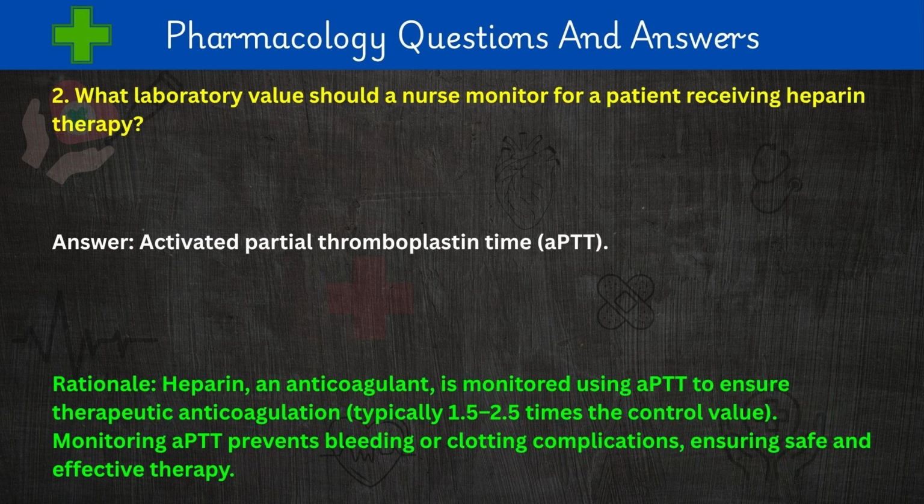2. What laboratory value should a nurse monitor for a patient receiving heparin therapy? Answer. Activated partial thromboplastin time, APTT. Rationale. Heparin, an anticoagulant, is monitored using APTT to ensure therapeutic anticoagulation, typically 1.5 to 2.5 times control value. Monitoring APTT prevents bleeding or clotting complications, ensuring safe and effective therapy.